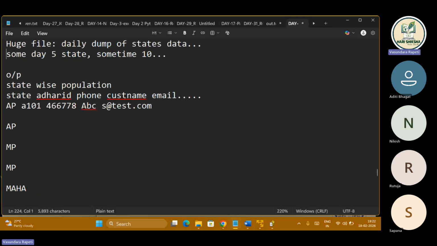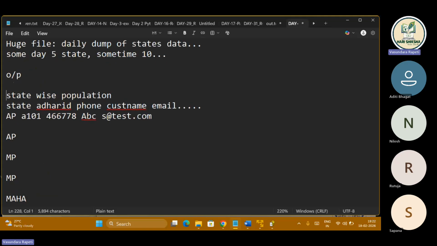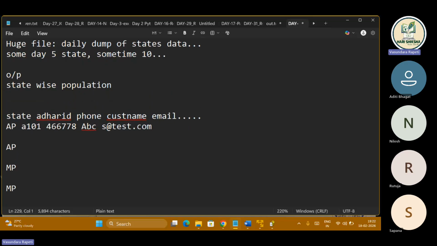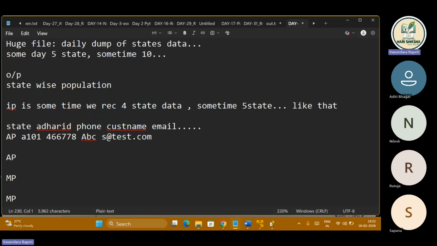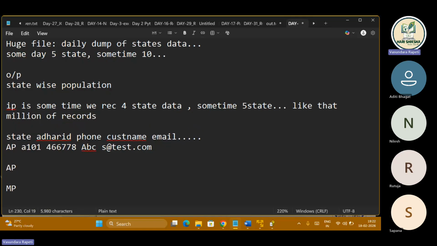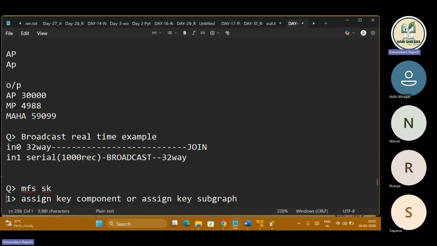How to do this? There are millions of records, and sometimes we receive 4 states' data, sometimes 5 states, like that. So millions of records need to be processed. How to do this? This is the one use case.